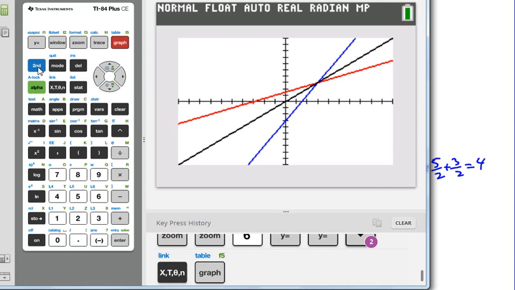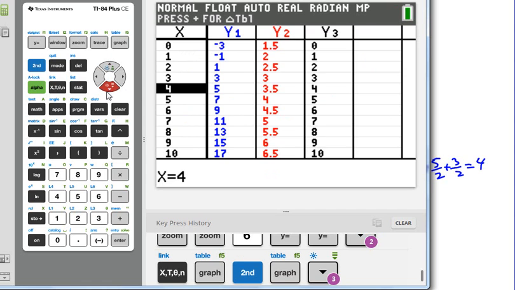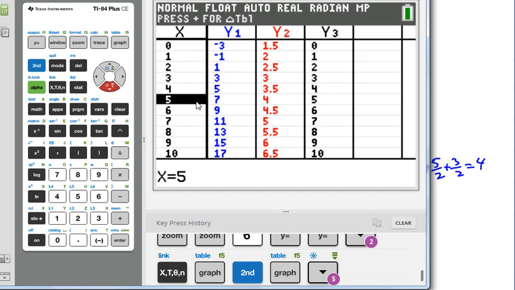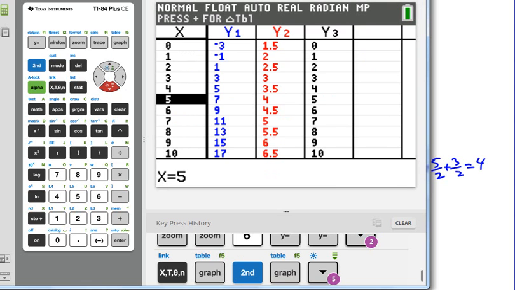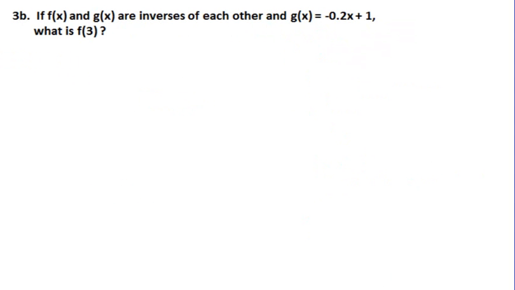And then we go to the table view. We can see for an input of 5, we have an output of 4. So that's going to be our answer here. I invite the viewer to work 3B, so it's a similar type of problem. See if you can do that.